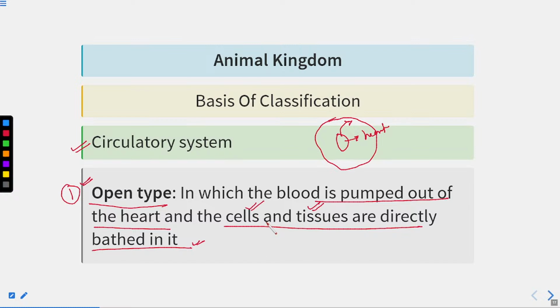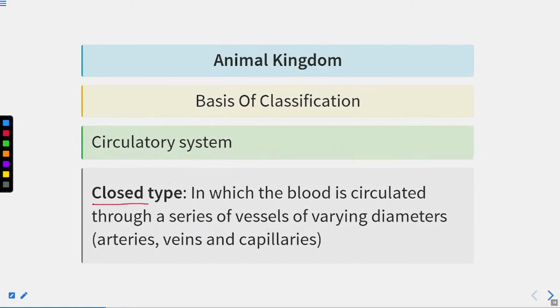Okay, so there is no capillary, there is no artery, there is no vein type of system. Okay, so this is called the open type of system, right? Next type, the closed type of circulatory system. Now in this type, the blood is circulated through a series of vessels of varying diameters, arteries, veins and capillaries, right? So they are having these arteries, veins and capillaries attached to the heart and they are concerned with the circulation.